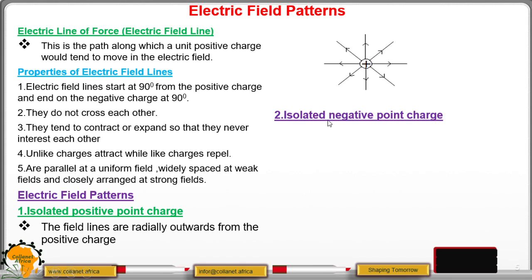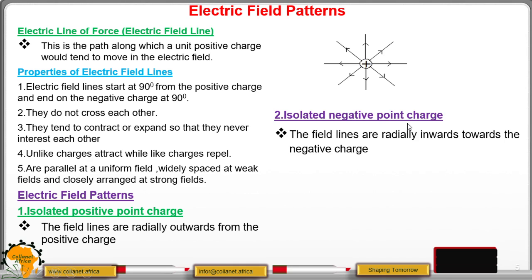Then we can consider an isolated negative charge. Here again, the lines will be coming towards the negative charge, so the arrows will be pointing inwards like this. Because we are using the first property, they always come from the positive and head towards the negative. And whenever they touch the charge, they are perpendicular, making an angle of 90 degrees. So this one is towards, this one is away.